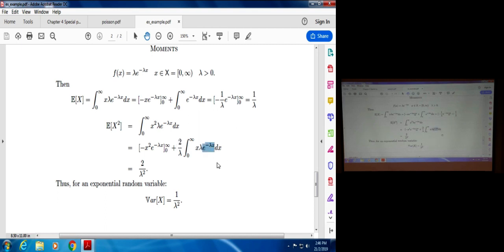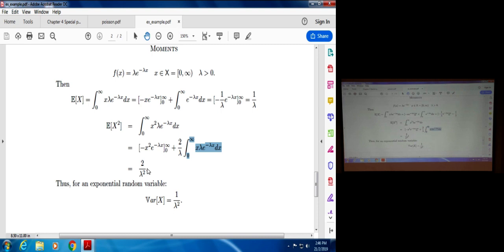Now the reason I've done it this way is because now this thing is the expectation of x. So this part, if I take the limit as x goes to infinity, again goes to 0 because the e to the minus lambda x kills the x squared in the limit as x goes to infinity, and at 0 I get 0 because 0 times this is 0. So I've got 2 over lambda, and then this thing. And remember, I've used the trick 1 over lambda times lambda is 1. Now this thing is the expectation of x by definition. So I get 2 over lambda times this integral, which I've computed here, is 1 over lambda. So the expectation of x squared is 2 over lambda squared.